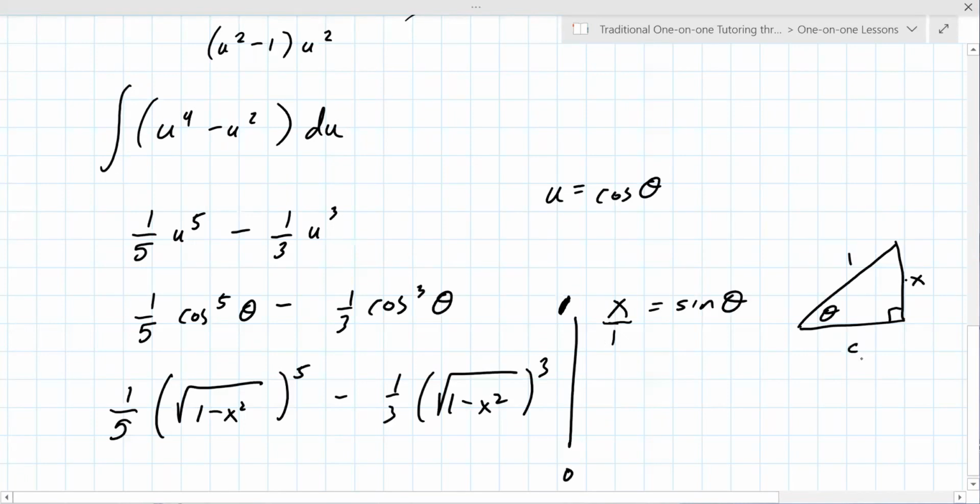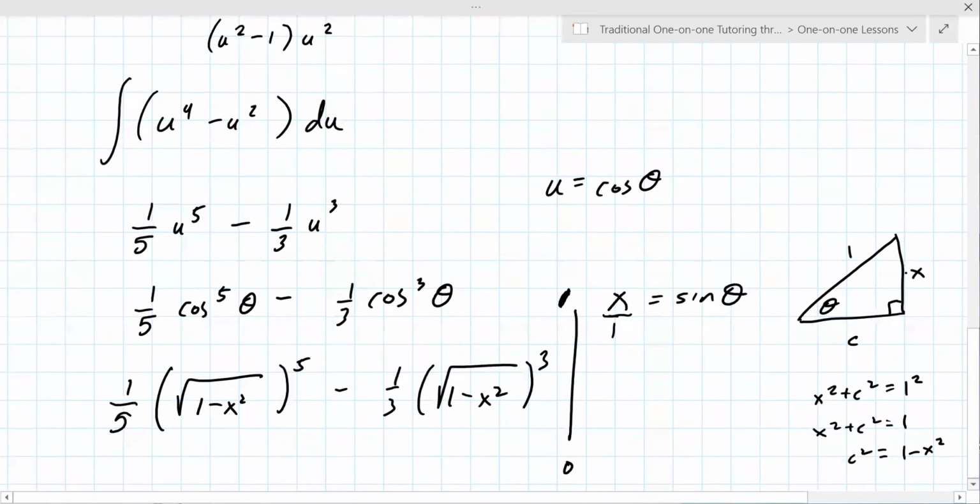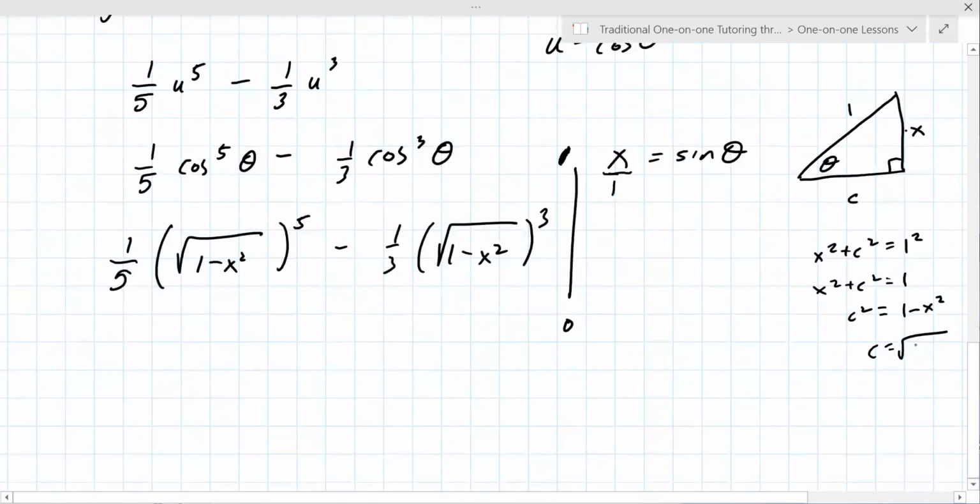To find c, you've got x squared plus c squared equals 1 squared. So c squared equals 1 minus x squared, and then you take the square root of both sides. So c equals the square root of 1 minus x squared. So that's this side here.